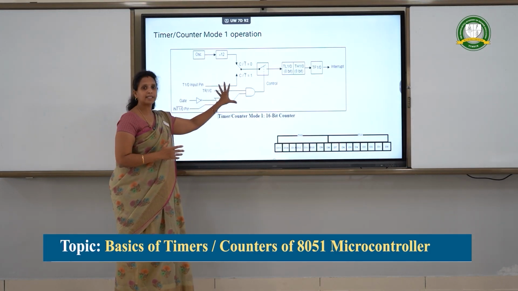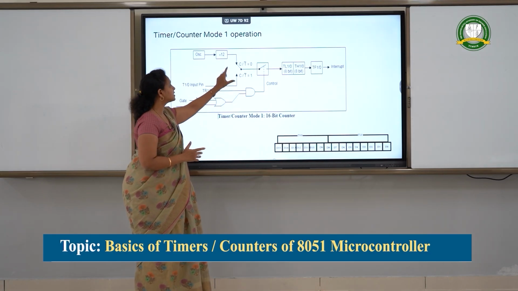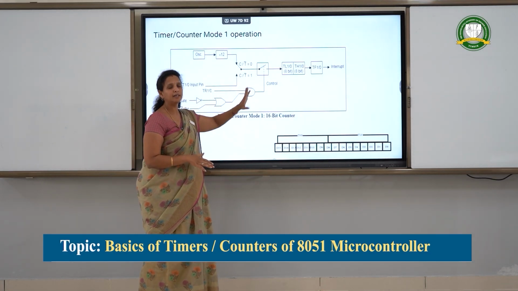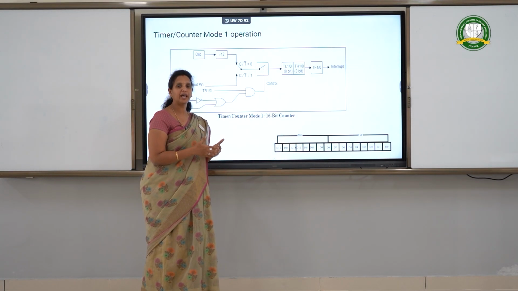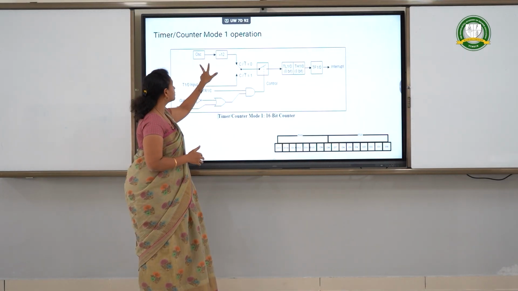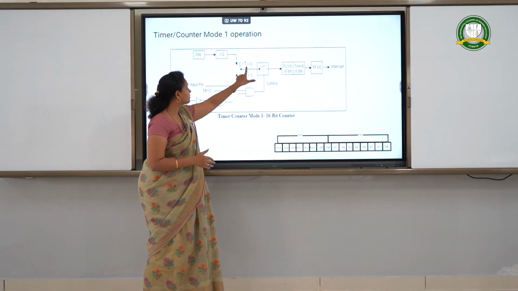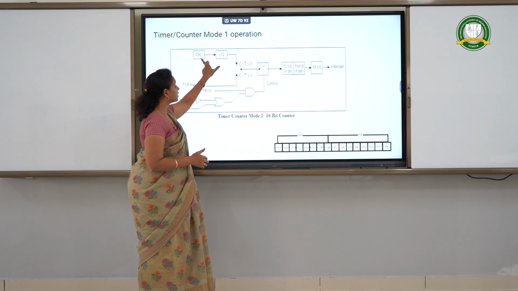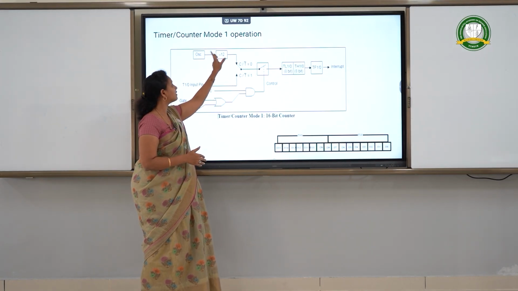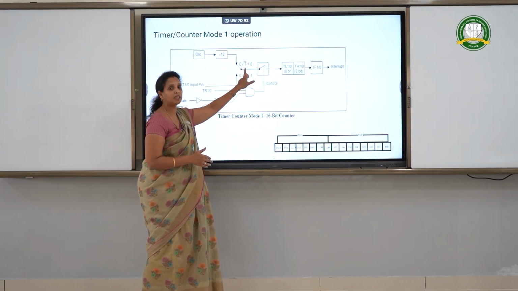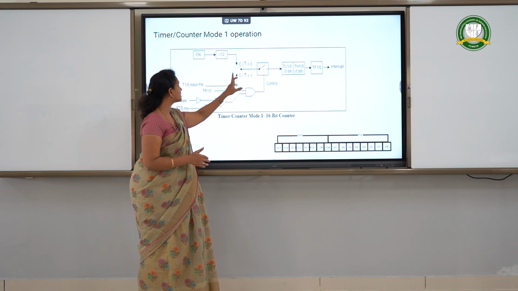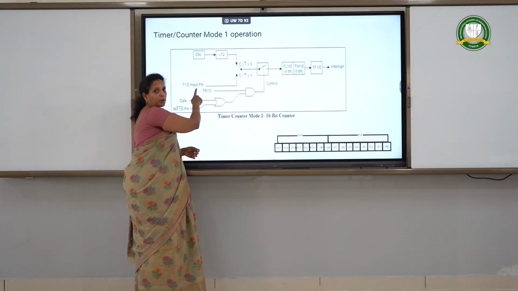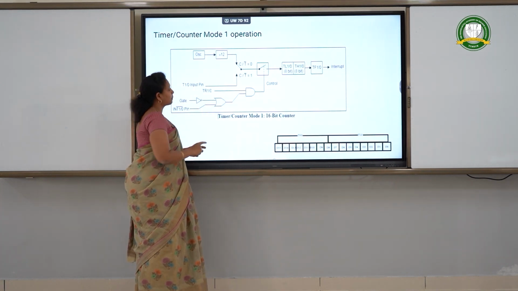Now, we shall see timer mode 1 operation. These parts remain the same, like either it is working as a timer or a counter. Depending on that, we may have to provide the oscillator. If it is working as a timer, the oscillator frequency divided by 12 will be given to the timer. If it is working as a counter, we have to provide the frequency through the external pin.